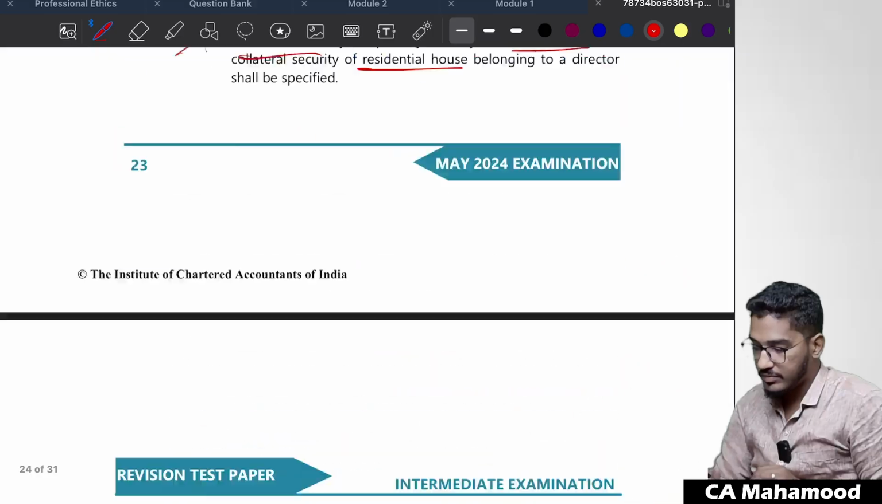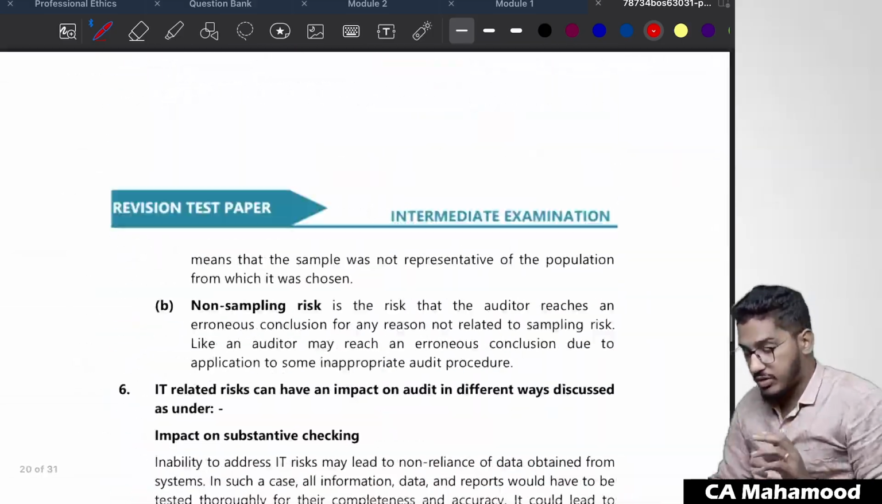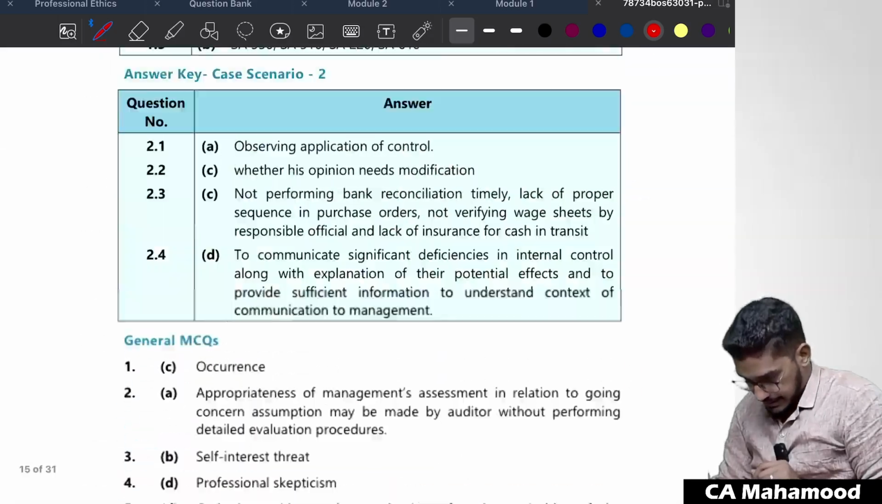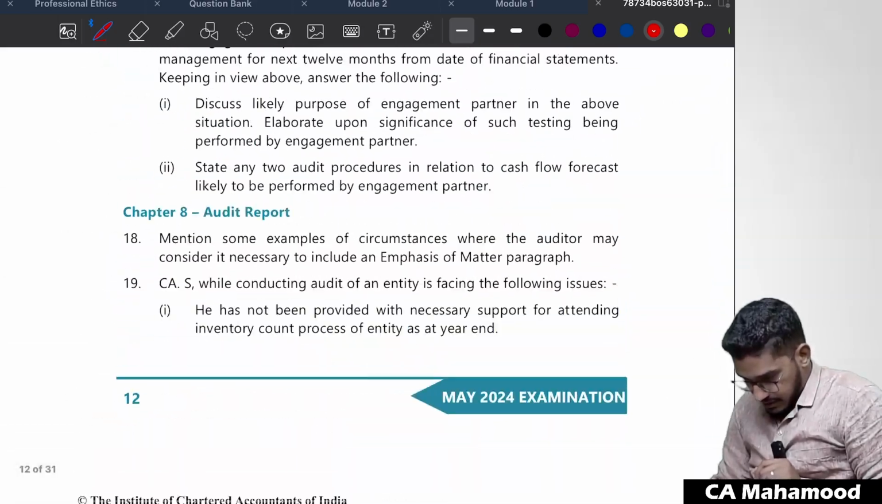Right. Next one. They talk more about the auditor's responsibility also. You refer to the balance part of the answer. Next one.